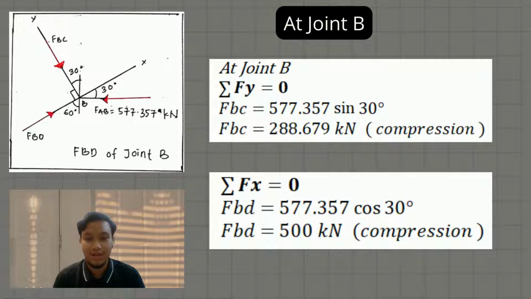After that, we find Fy equal to 0. We find FBC. FBC equal to 577.357 sin 30, and then we will get FBC equal to 288.679 kilonewton in compression. After finding Fy, we must find Fx. Fx equal to 0. FBD equal to 577.357 cos 30 degree, and we will get the answer FBD equal to 500 kilonewton, also in compression.